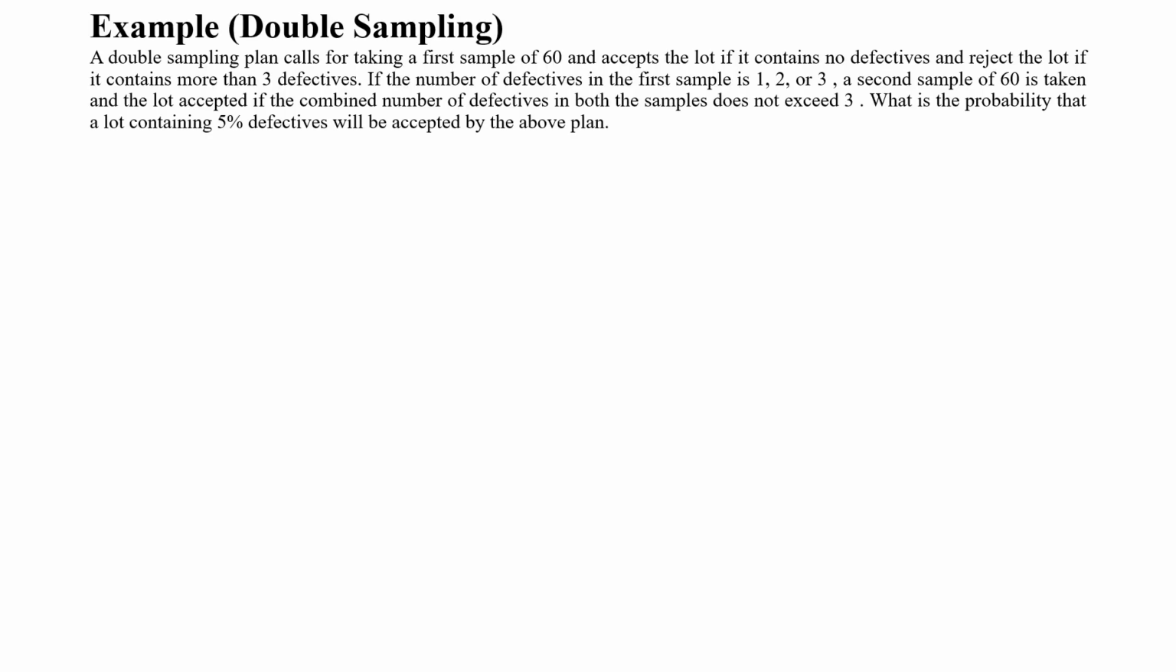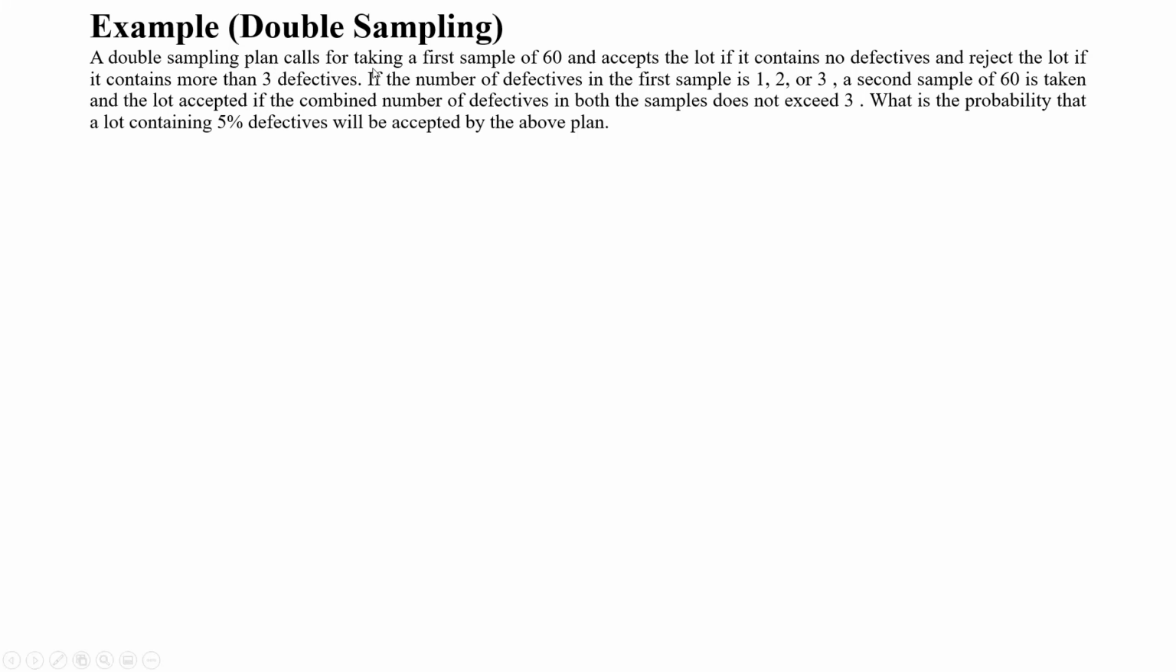Now this is a very simple example. In this example I am going to use the probability approach to show how you calculate the probability of acceptance or the probability of rejection while using double sampling. In this example we will take 2 samples. A double sampling plan, so please read this question.